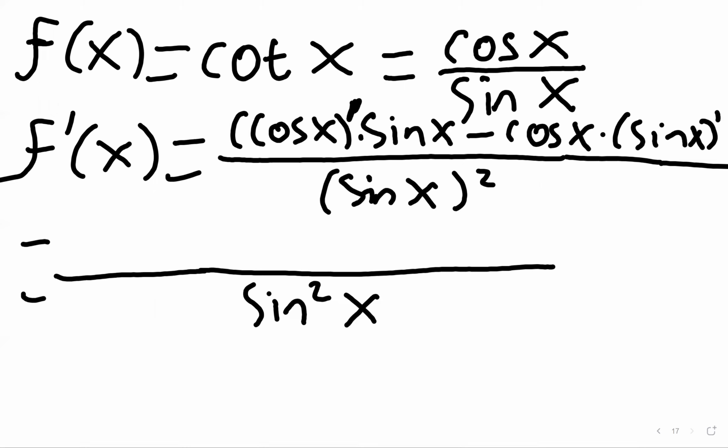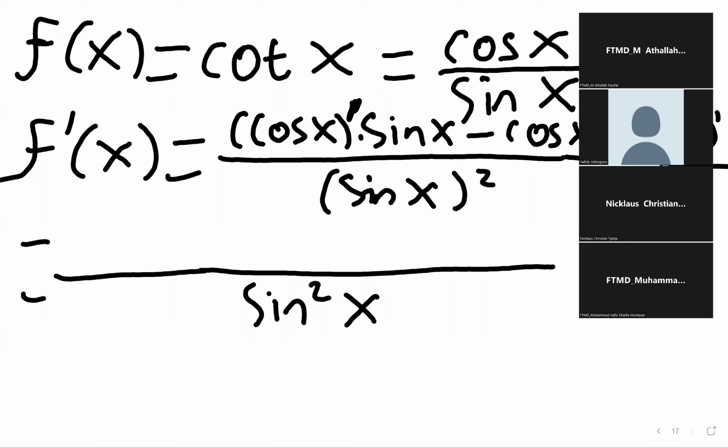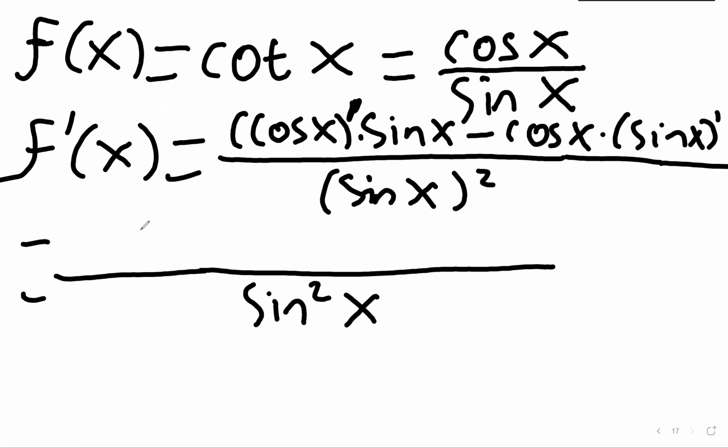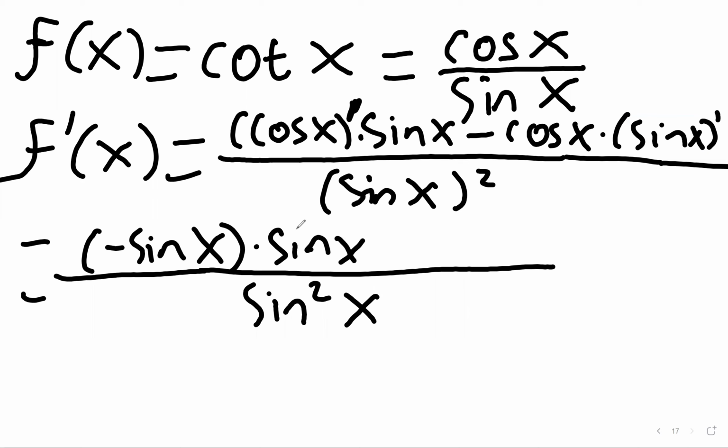Okay, what is the derivative of cosine of x here? Atalah Naufal? It's the derivative of cosine of x. Oh, negative sine of x. Good. So negative sine of x multiplied by sine of x minus cosine of x. What is the derivative of sine x? Atalah Naufal? Cosine x. The derivative of sine x is cosine x. Good. Okay.